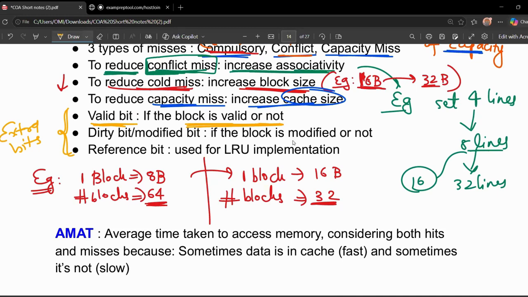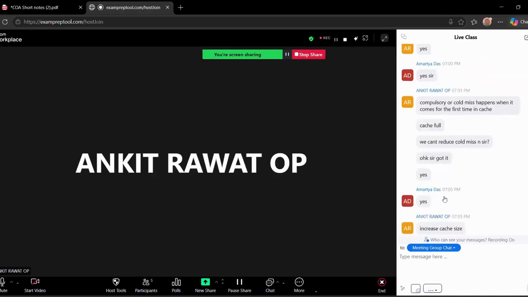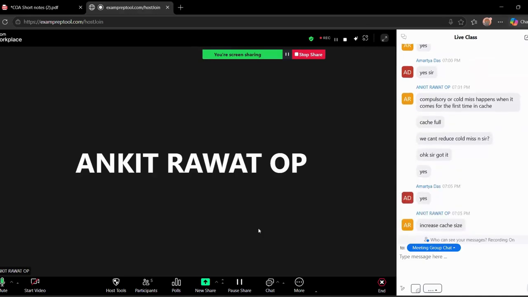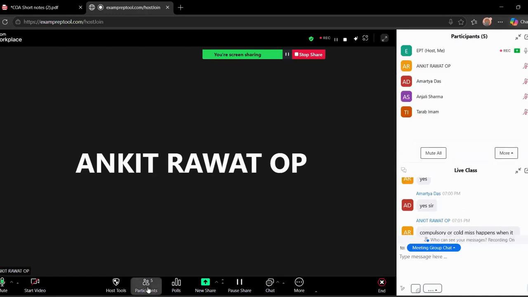Initially, if you open your computer or laptop, your cache will be invalidated. All the blocks in the cache will be invalid. But then when you request something, assume that you request youtube.com, what will happen? youtube.com will be one particular code only, so that will be present in your RAM.